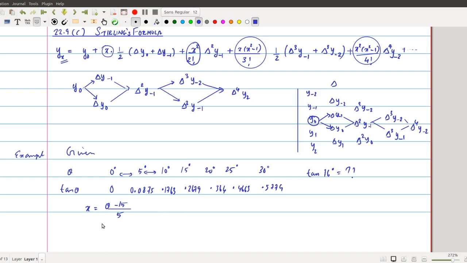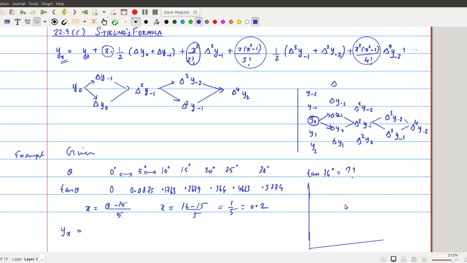Okay, we need to find tan 16. So the x value at theta equal to 16 is 16 minus 15 divided by 5, that is equal to 1 by 5, which is 0.2. Okay, now you evaluate yx. What is yx? Yx is obtained by this formula, that is y naught. Y naught is this one. Okay, so before that we need to set the table. So I'll write the table here.